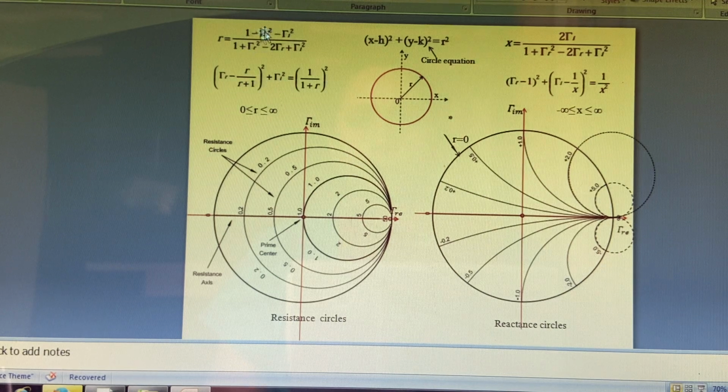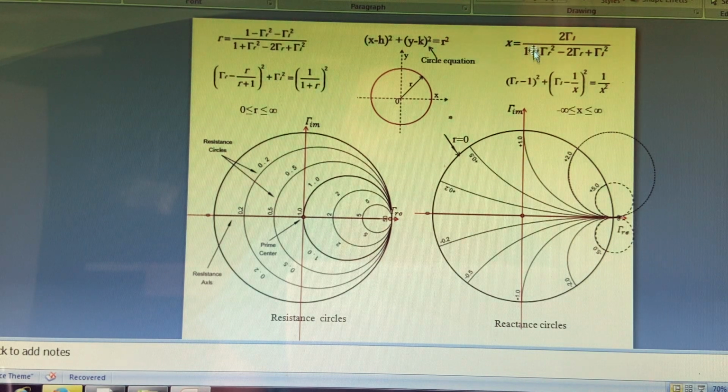Rearranging this equation, we will get this equation. This is the equation of a circle with center at r by r plus 1 comma 0 and radius 1 by 1 plus r.